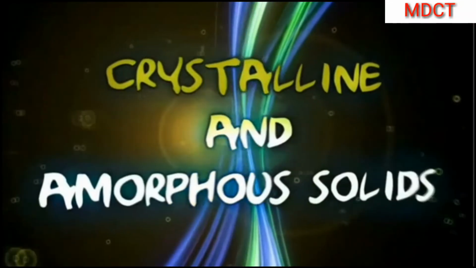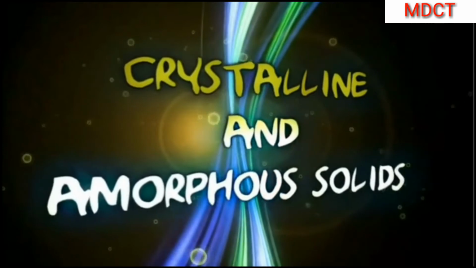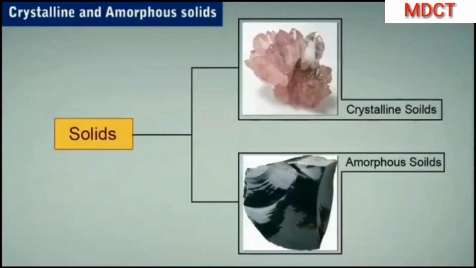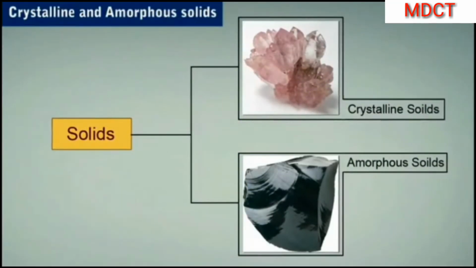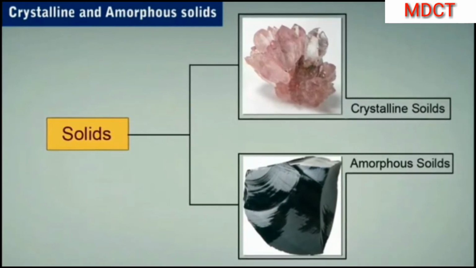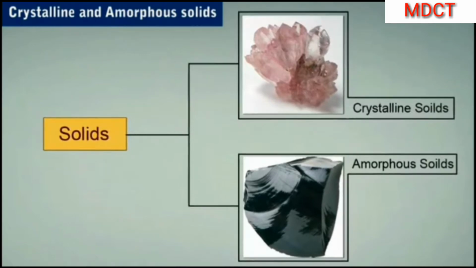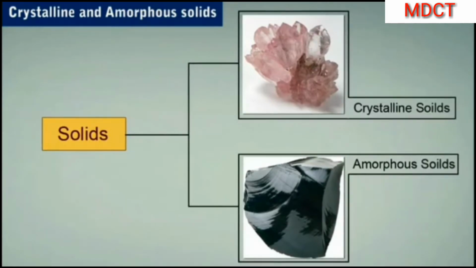In this module, we will be studying about crystalline and amorphous solids. On the basis of the arrangement of its constituents, solids are broadly classified into two categories. They are crystalline solids and amorphous solids.